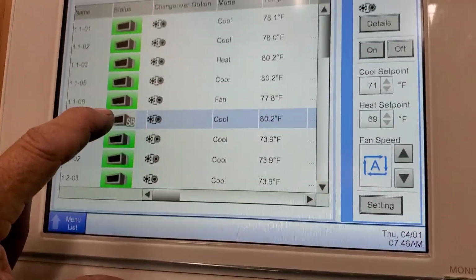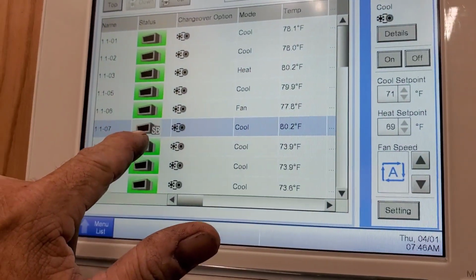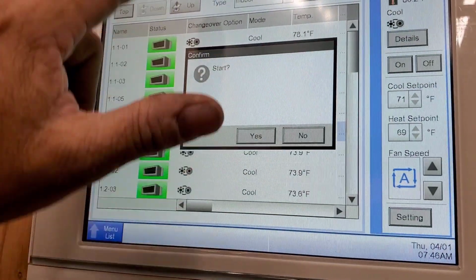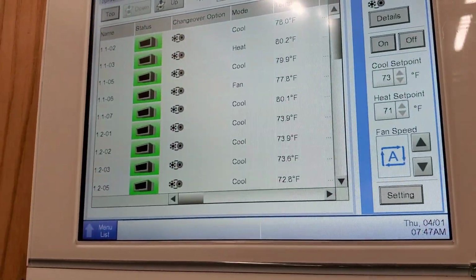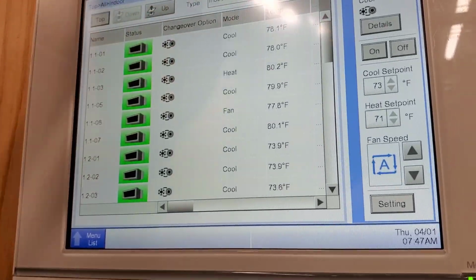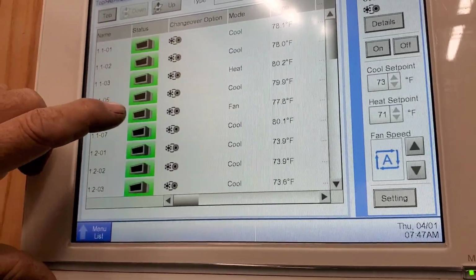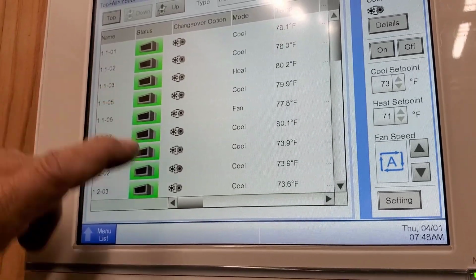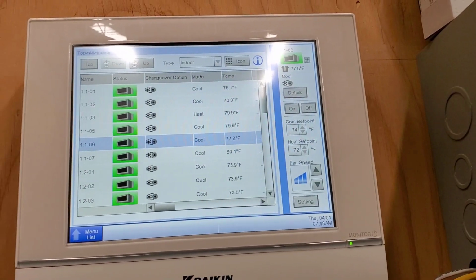Sometimes it seems to help to highlight the unit, turn it off so it goes to standby, then get them all off and then turn them back on. These are quirky bastard units, these Daikins. But again, like I said, what do you expect from a company that buys out Goodman? So. But the fan was running as soon as I put the new fuses in the disconnect.